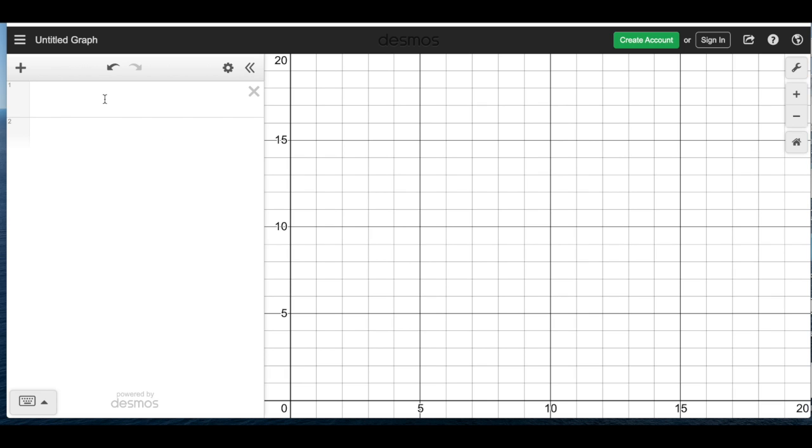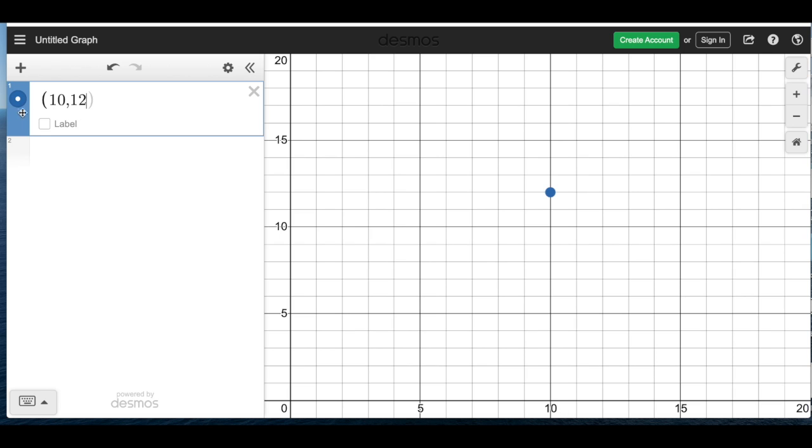You put your equations in here, and so for example, suppose you just want to put a point. Maybe you want to make a face or something, and you want to put an eyeball and make a point to do that. So you could do, say, 10 comma 12, and there it is.